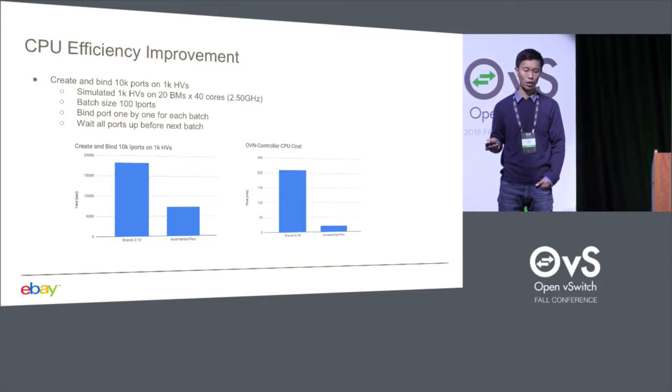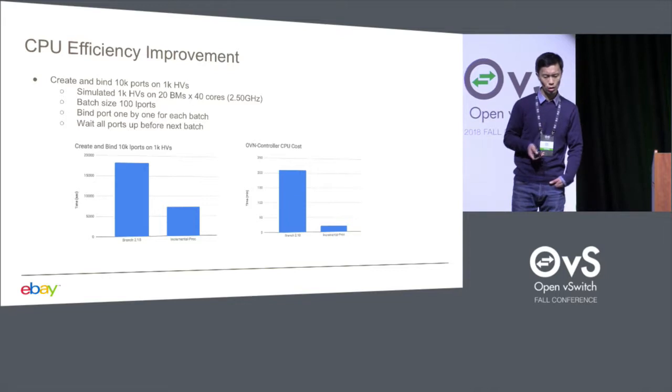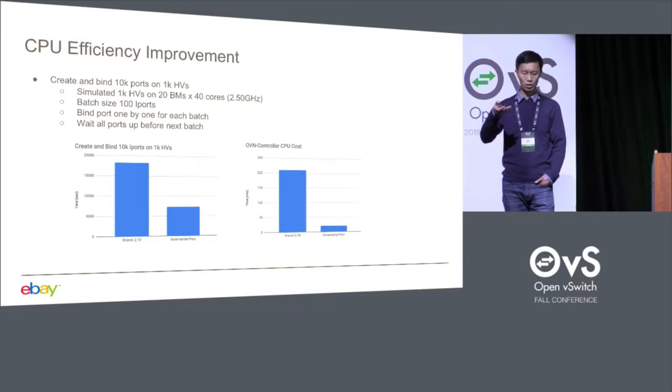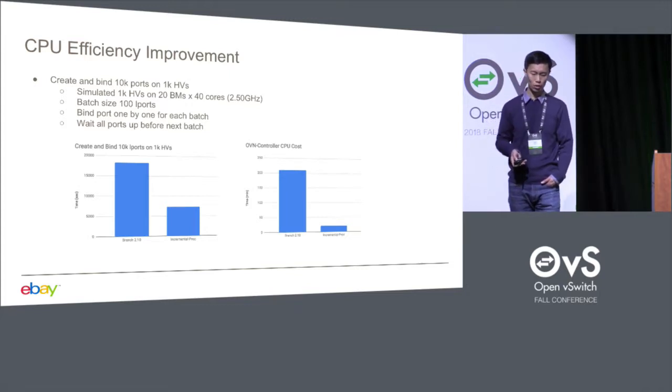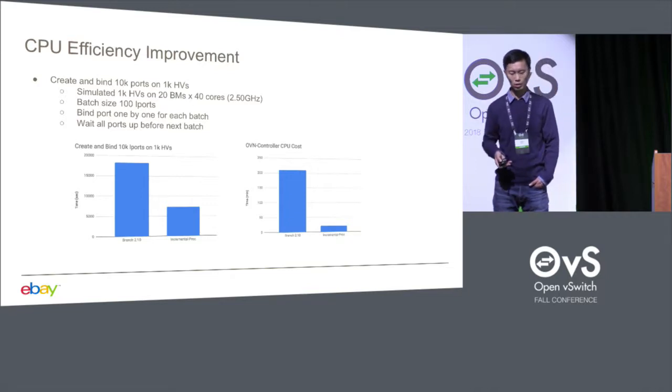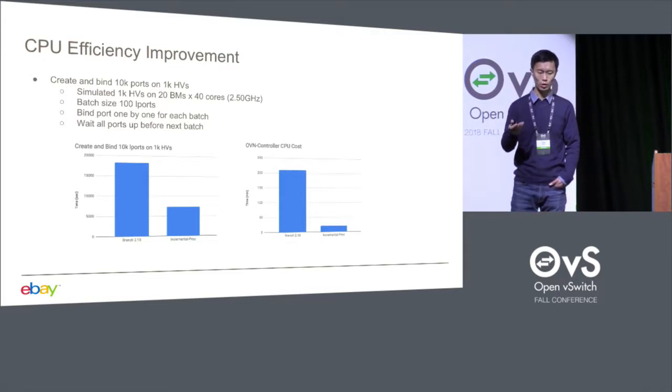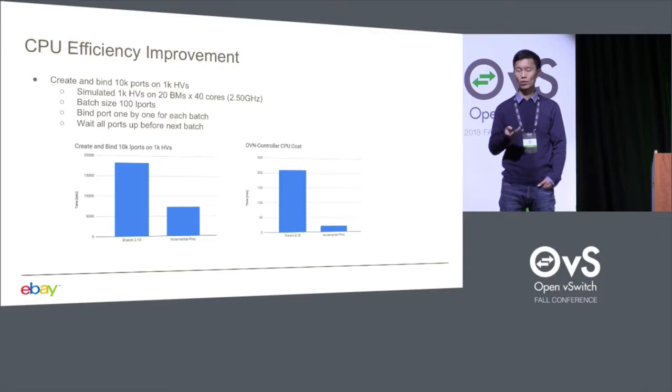To run this test, originally it took around 6 or 8 hours, I forgot, but from the picture you can see that with the incremental processing branch, the total time has been reduced by more than half. And that's because originally, without incremental processing, all the OVN controller processes are very busy, like 100% CPU utilization on the bare metal.